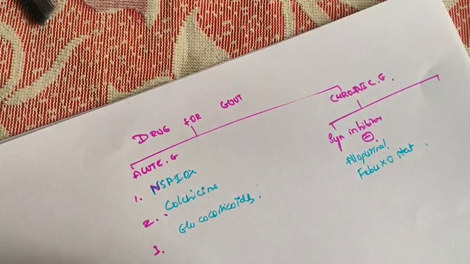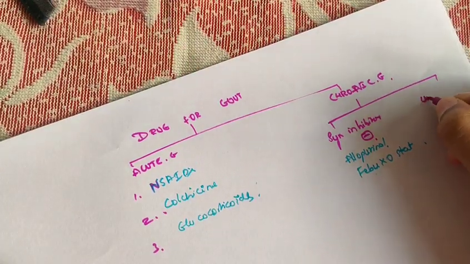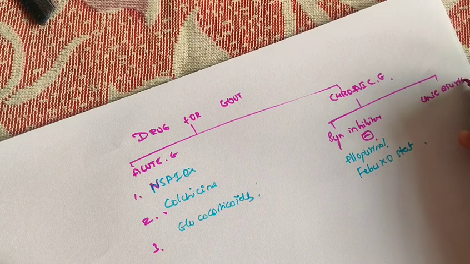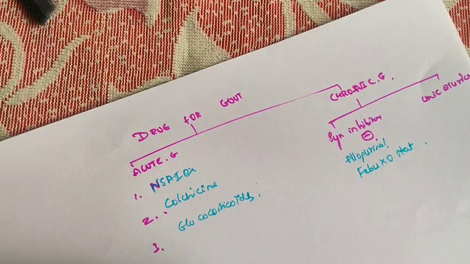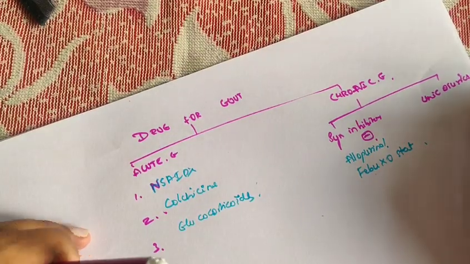The other drugs which are used in chronic gout are uricosuric drugs. Uric acid is already formed, and uricosuric drugs help in the excretion of uric acid in the urine. For this, you can remember Ben Ten.